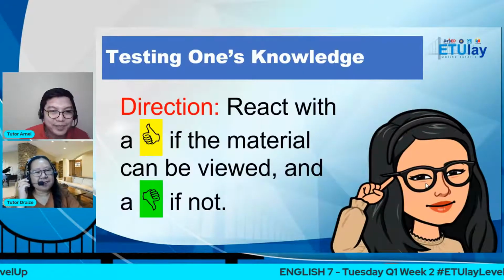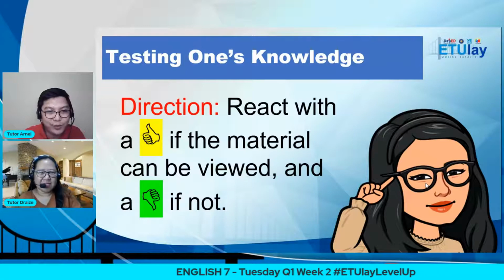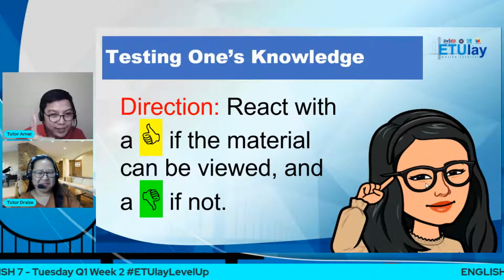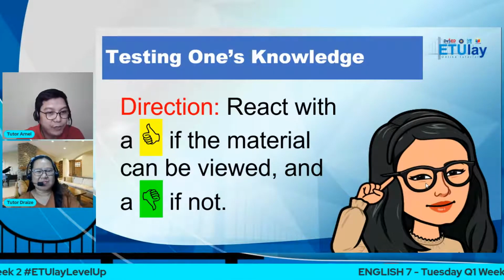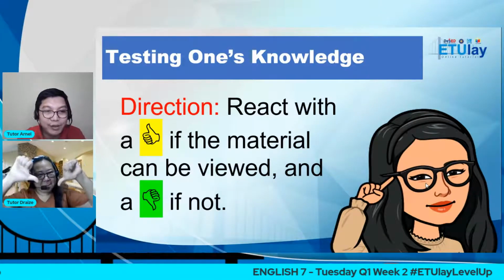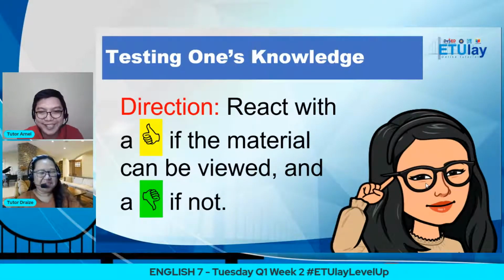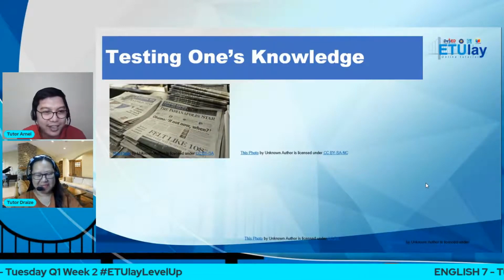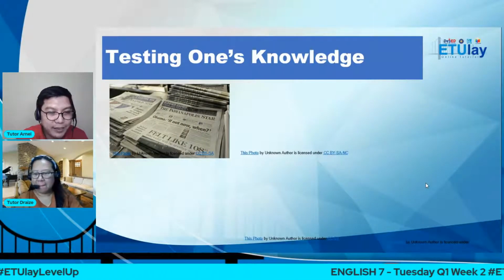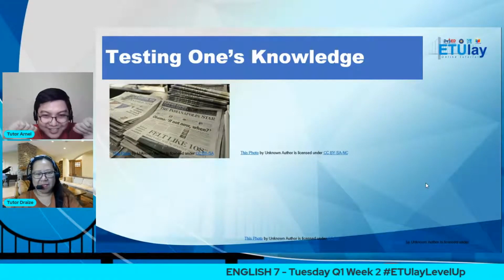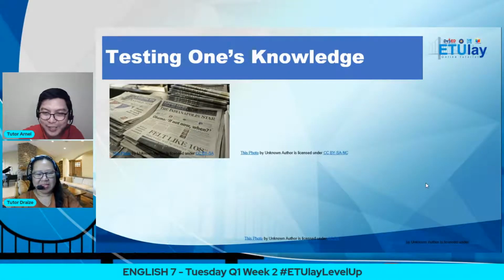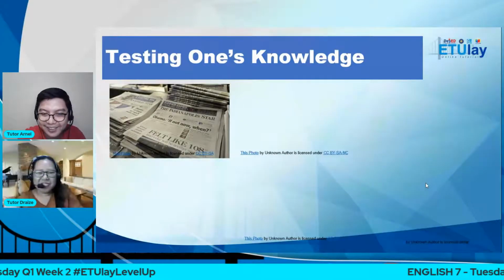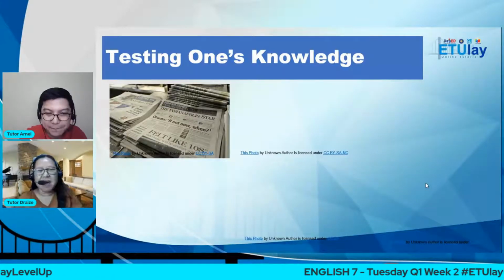All right, so let's check it out. If you were able to get what we discussed earlier, you've got to be reacting with a thumbs up if the material can be viewed or thumbs down if not. Let's see, Tutor Arnell, if our students would be able to get that. What is that? Can that be viewed or not? Students, start sending your answers now. All you need to do is just type in a react for a thumbs up or a thumbs down.